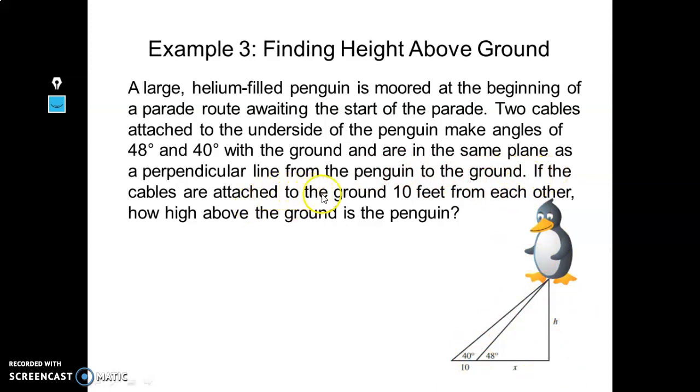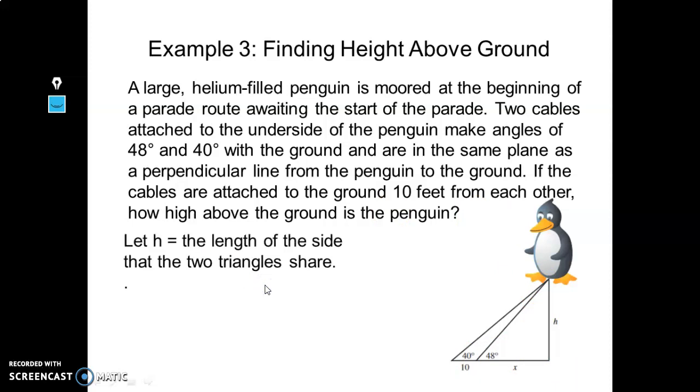If the cables are attached to the ground 10 feet from each other, okay, so there's like cable 1 here and cable 2 over here, okay? Hopefully you're watching where my mouse is going there. How high above the ground is the penguin? All right, so kind of a similar problem to the last one, but this time we know this little distance here and we don't know the height, okay?